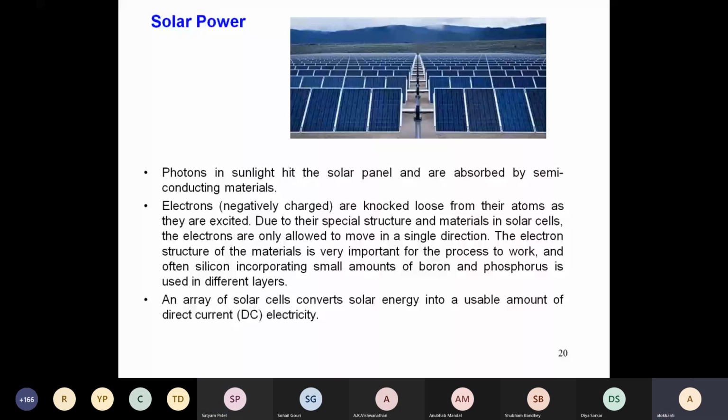So that was the solar power. As somebody was asking, this solar panel basically produces DC current. It produces DC electricity.